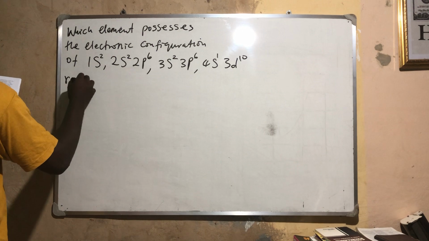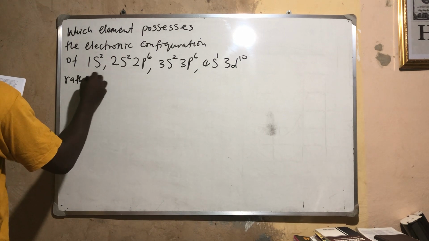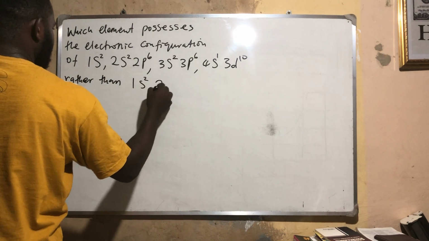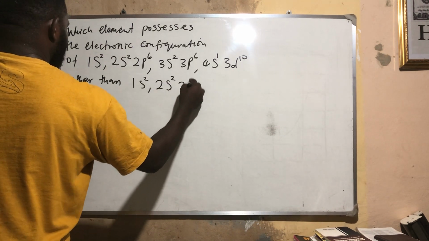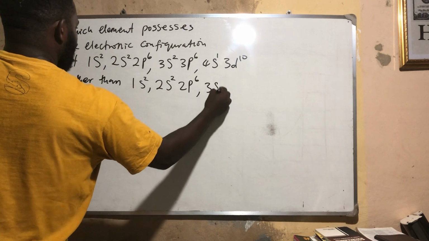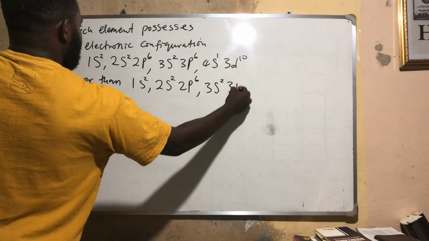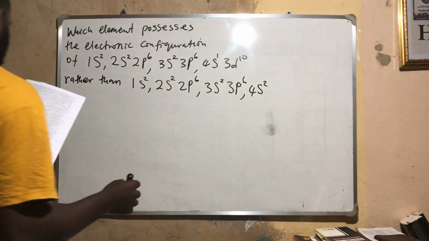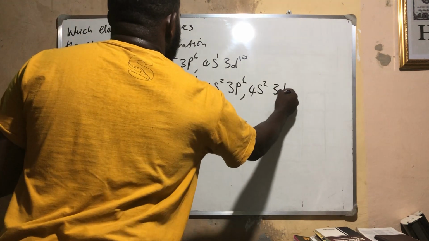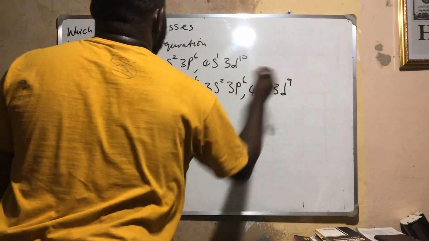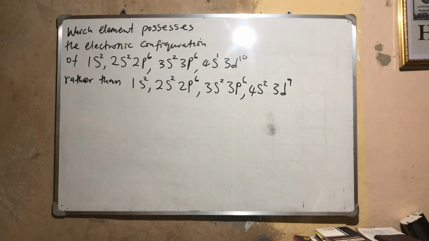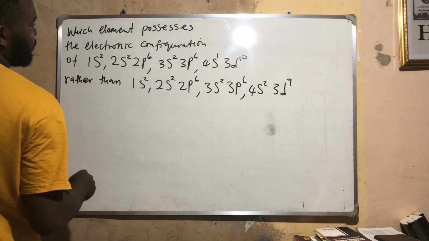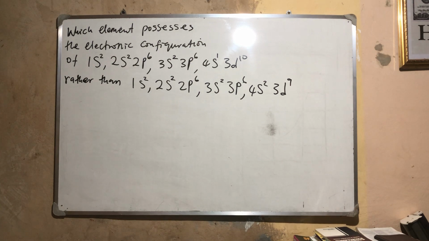Rather than 1s2, 2s2, 2p6, 3s2, 3p6, 4s2, and 3d9. Now normally this is how the electronic configuration is supposed to be, but they say which element possesses this.